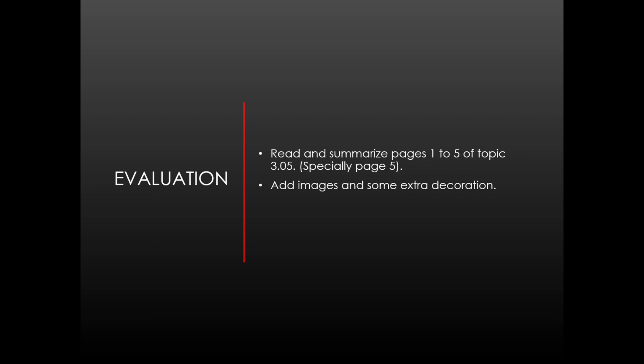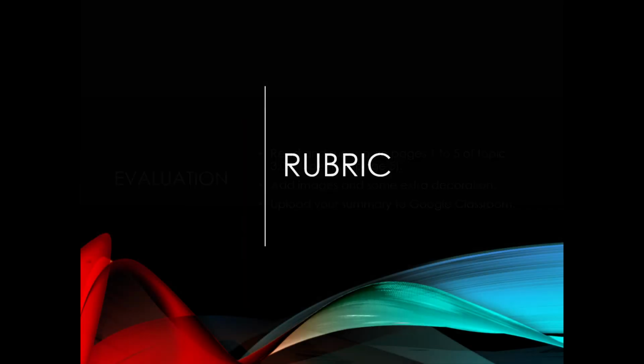All right, so now let's go with your evaluation. Read and summarize pages 1 to 5 of topic 3.05. Especially focus on page number 5. I included most of the information from pages 1 to 4, but you need to read one last page to add more information to your summary. Then add images and some extra decoration to your summary. Upload your summary to Google Classroom.